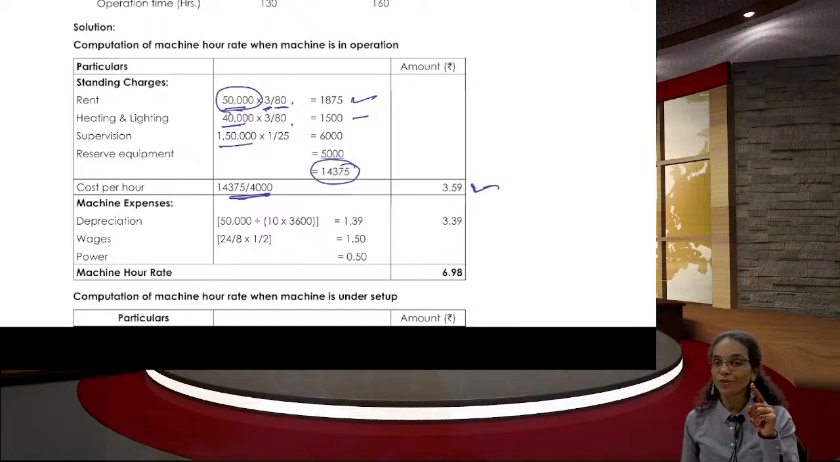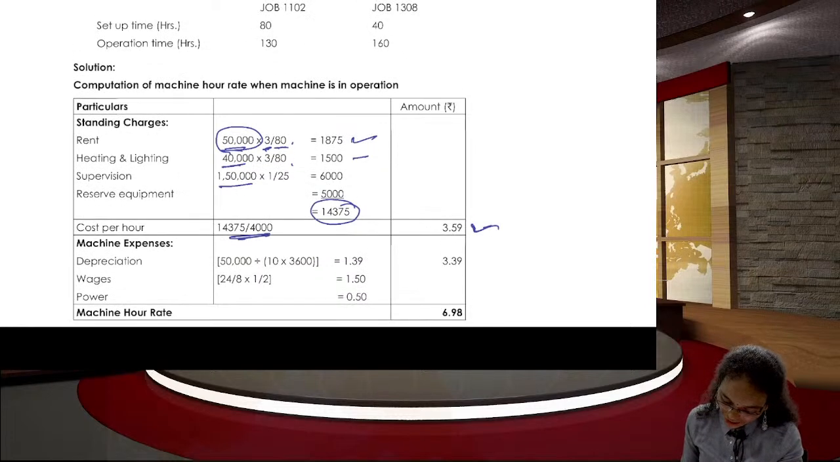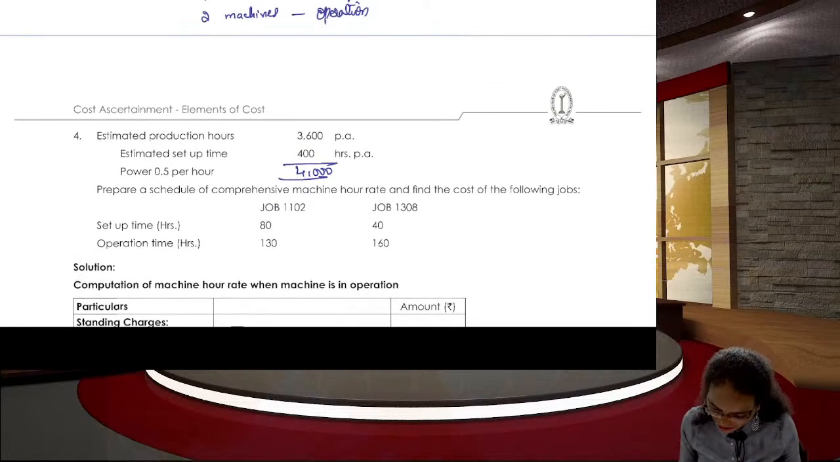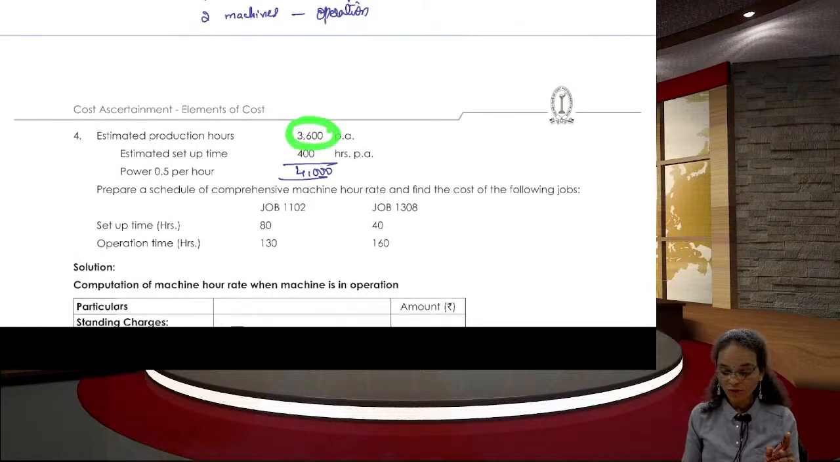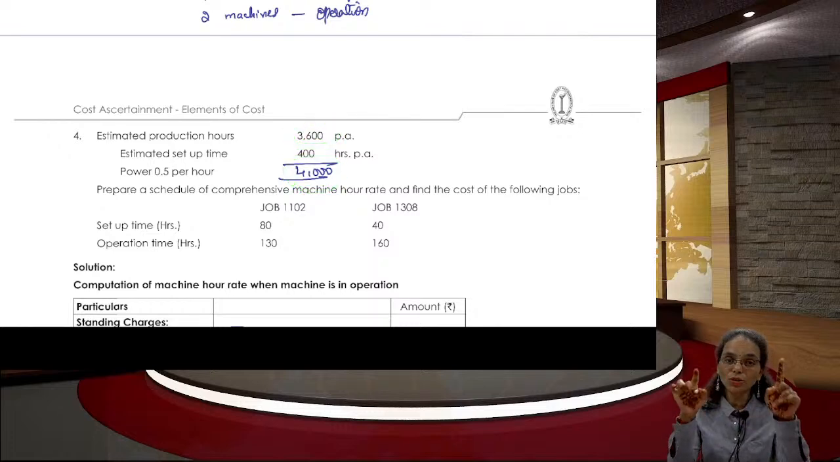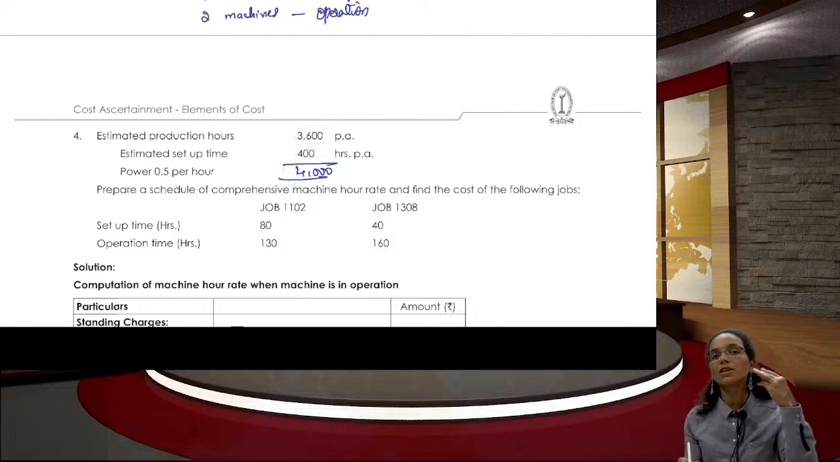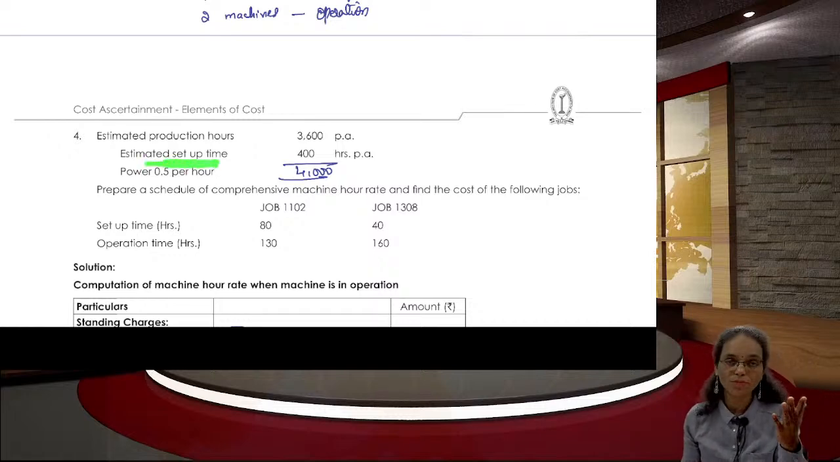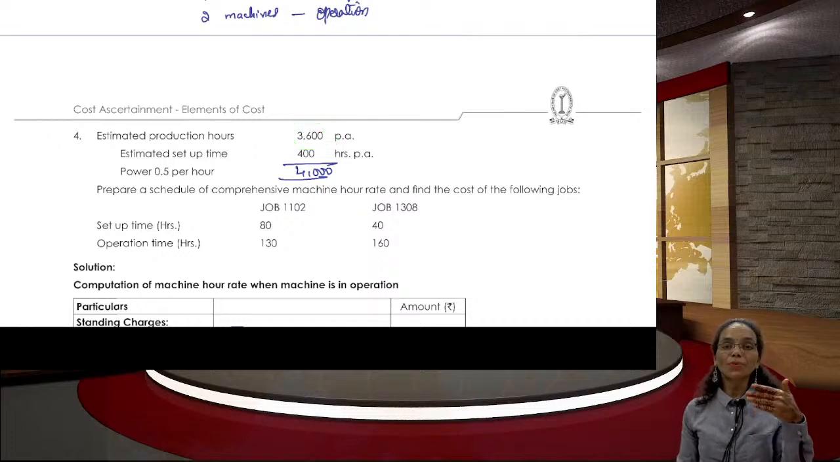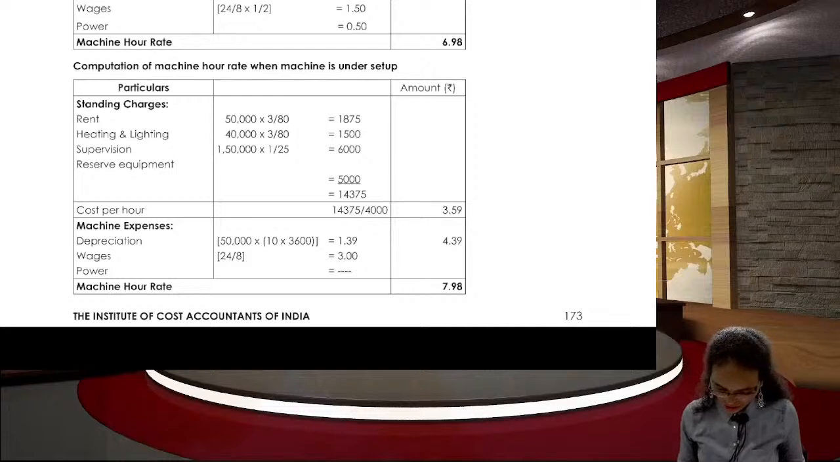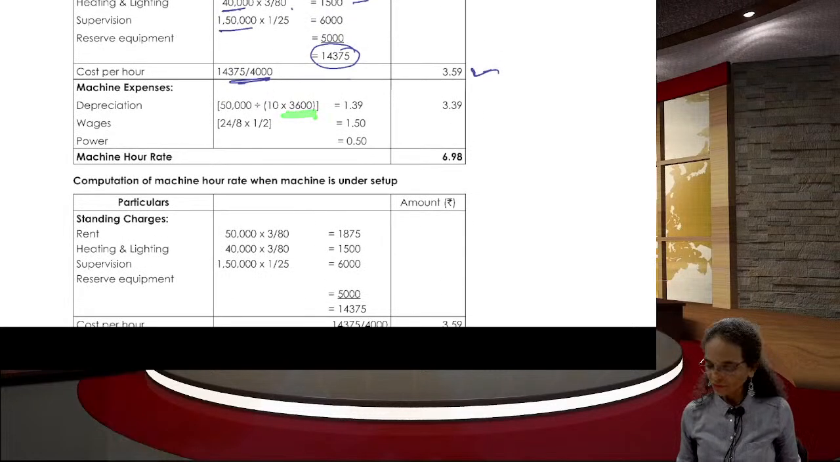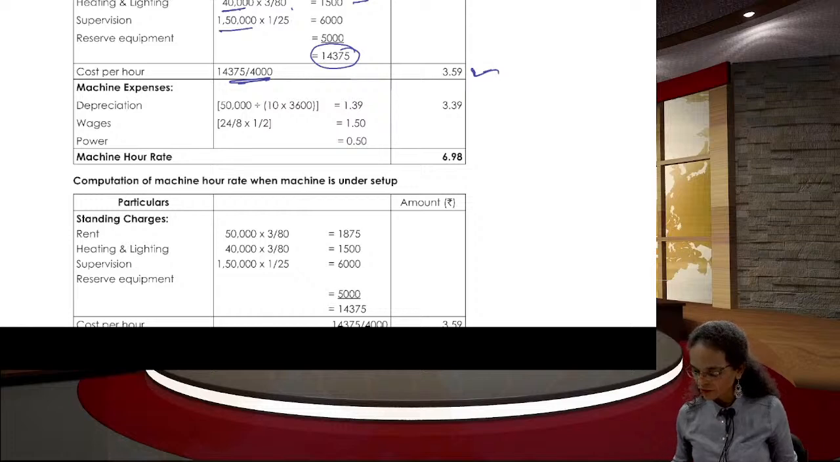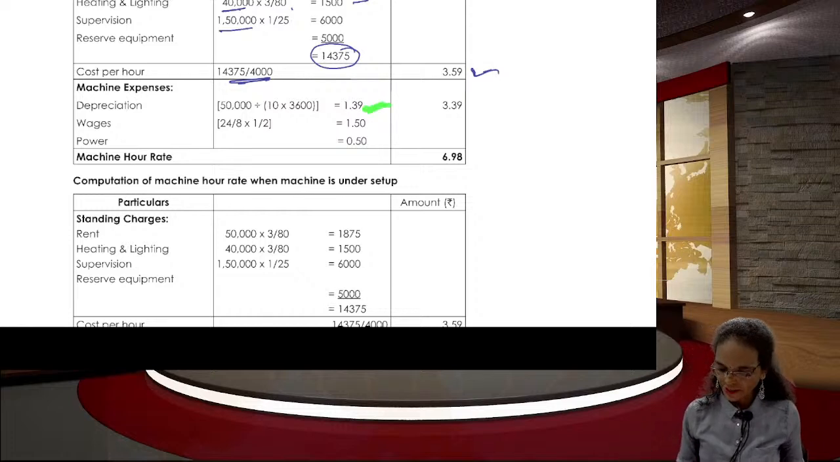But I told you, and once again I am telling you, here for the variable portion you need to take the hours as the productive hours which are available for the production. Only 3,600 hours are available for the production, even though 4,000 hours are available for the total machine, but 400 hours are going for the setup, not for the maintenance, for the setup. So only 3,600 hours are available for the production. So on this production only you need to take 3,600 hours. So 50,000 divided by 10 divided by 3,600, that is 1.39.